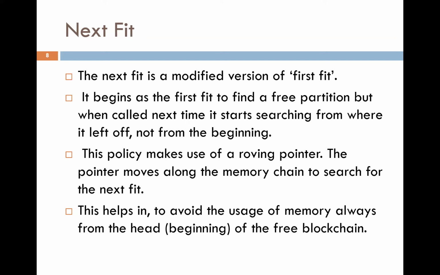In the first fit, whenever a new process arrives, you have to start searching from the first free hole until you find a hole which is large enough for the particular process, and then you stop. But here in the next fit, we will not always start from the first hole. Only the first time you start from the first hole, and from the next time onwards you start from the next available hole, from where it left off in the previous iteration.